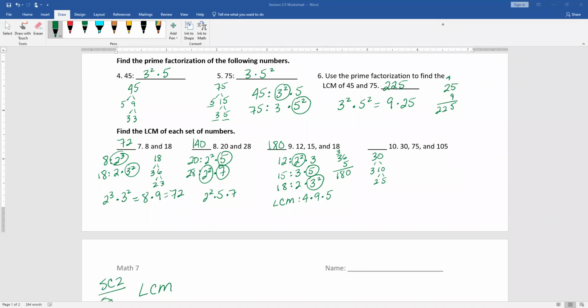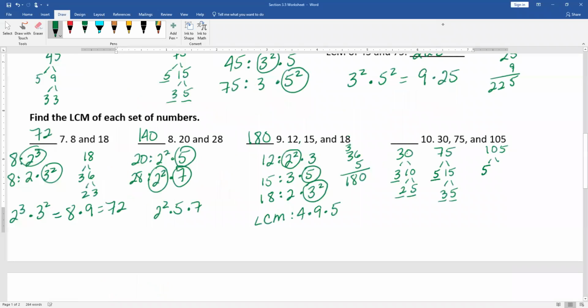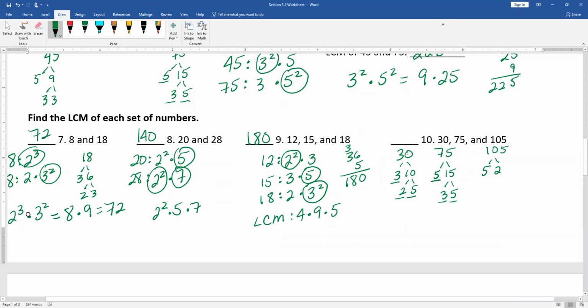Okay. 75. So 3, 2, 5. 75. I didn't give you all much room, did I? 5 times 15, which then becomes 3 and 5. And then 105. Let's see here. That is definitely 5 times 21. And then 21 becomes 3 and 7. Those are all prime numbers.